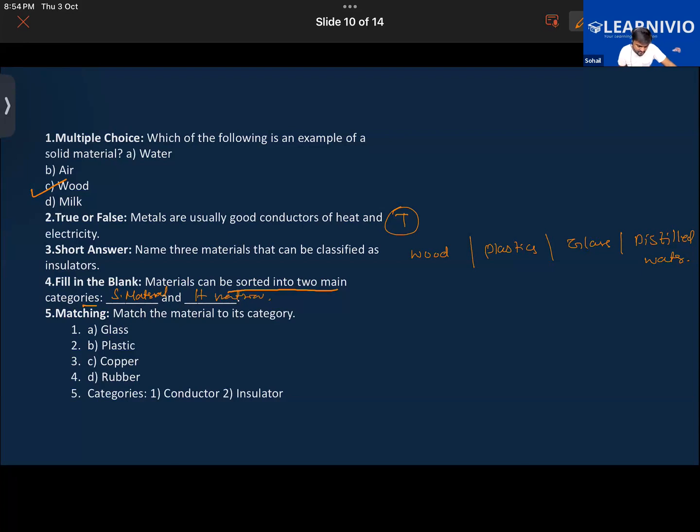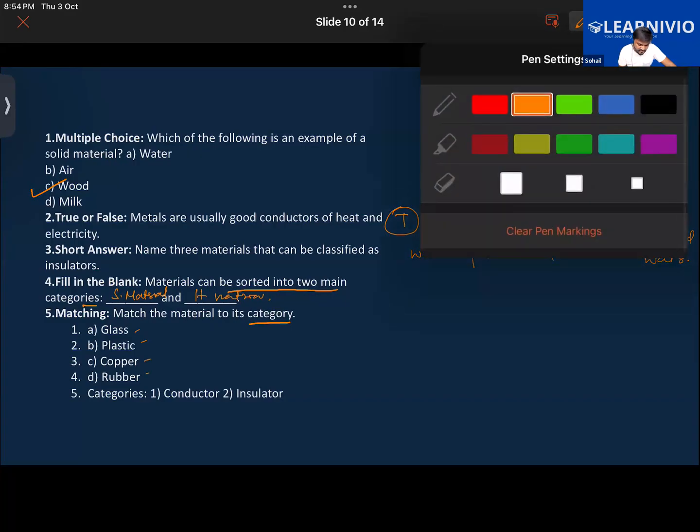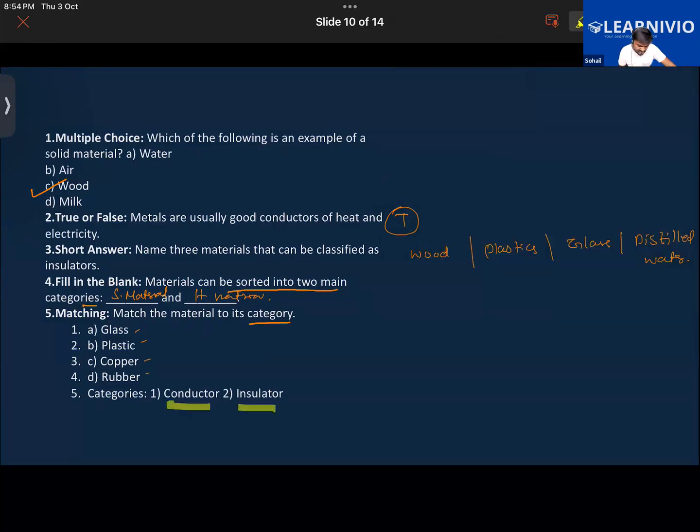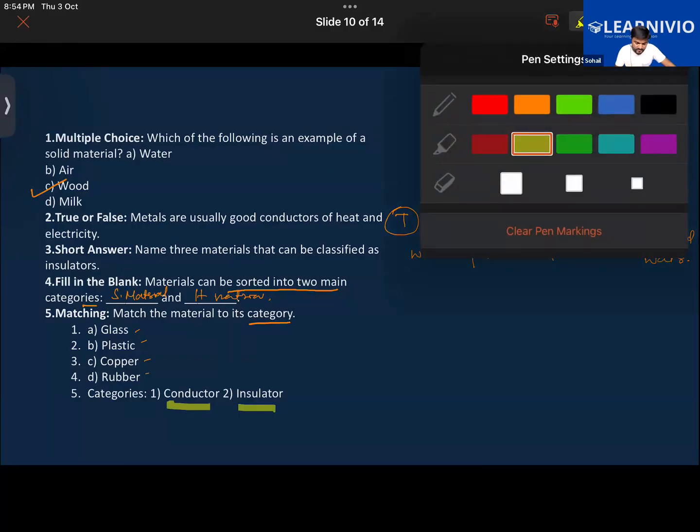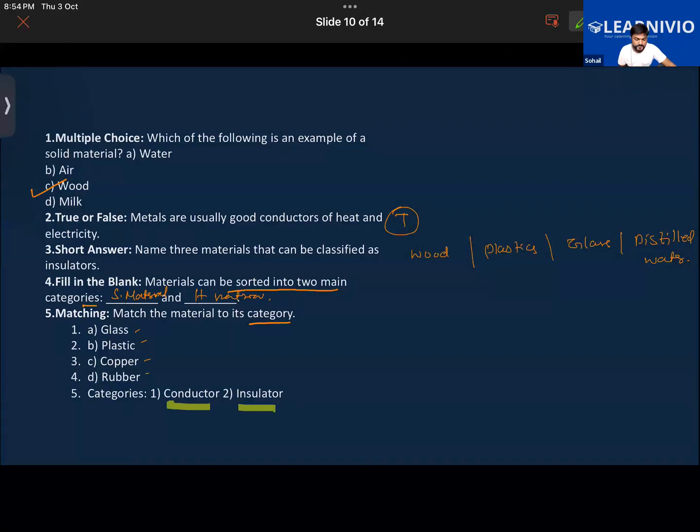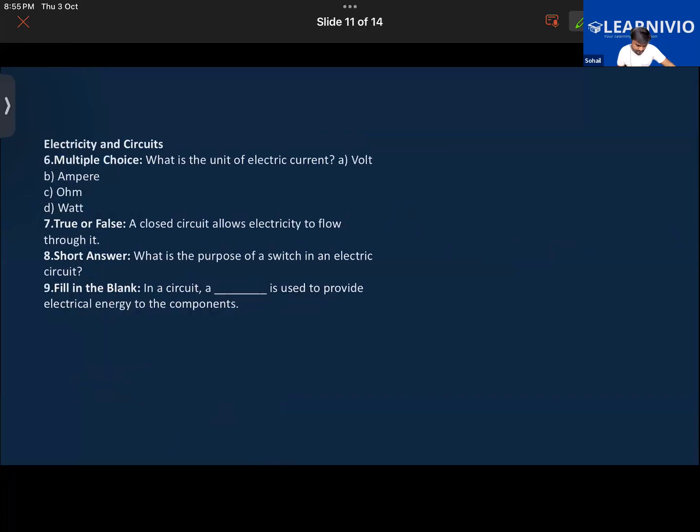Match the material to its category. These are the materials given here, and tell me whether they belong to the first category or second category. Glass is an insulator. Good. Plastic is also an insulator. Very good. Copper is a conductor. Rubber is again an insulator. Very good. Well done. What is the unit of electric current?